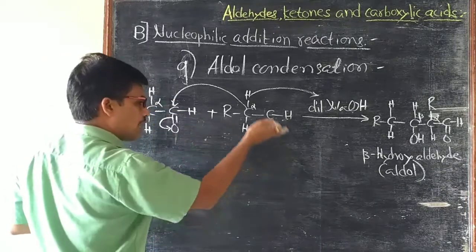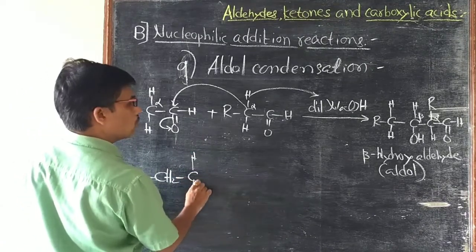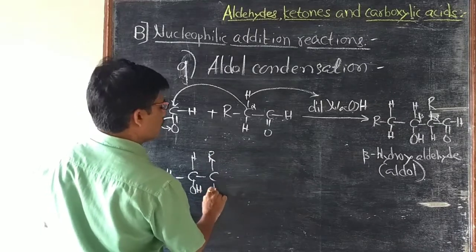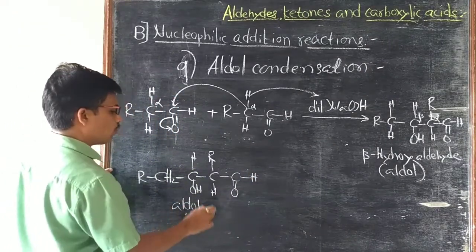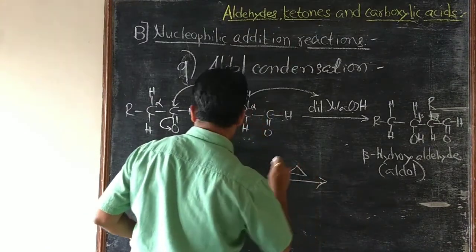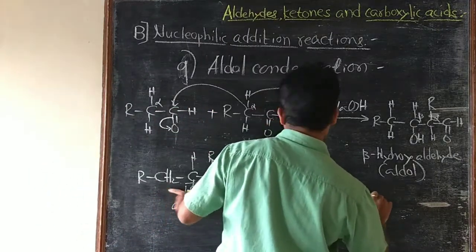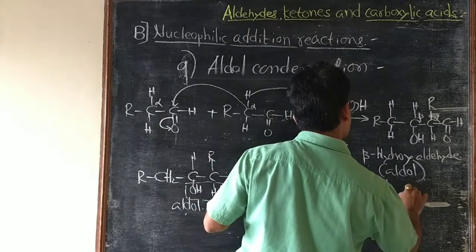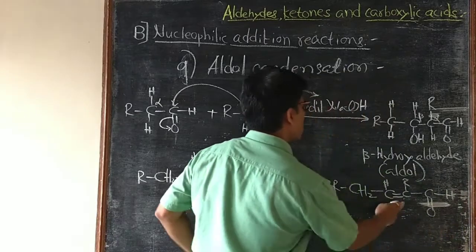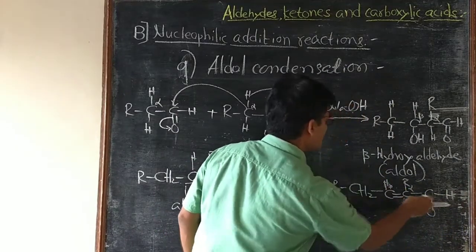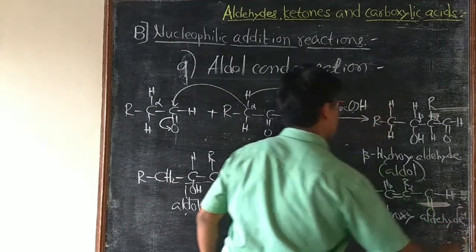On heating, the aldol formed, RCH2CHOHRHC double bond OH, undergoes elimination of a water molecule to form the unsaturated aldehyde.